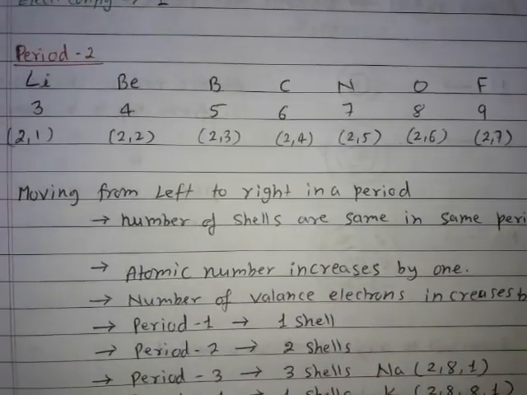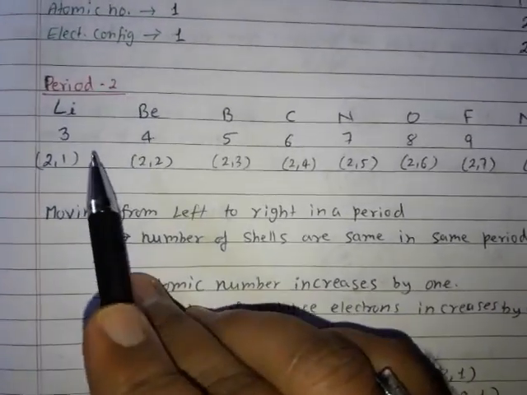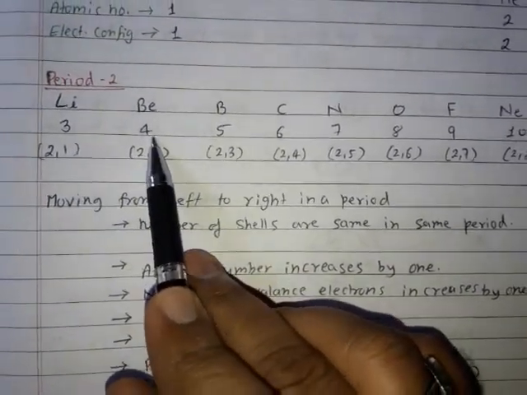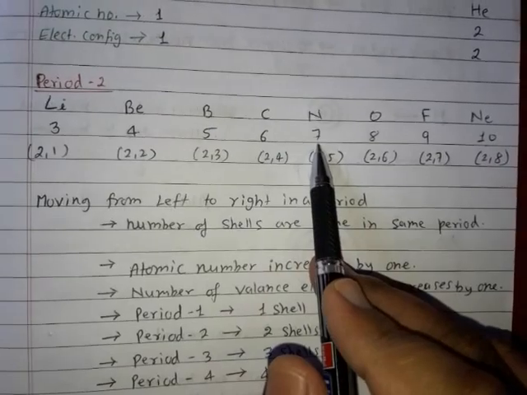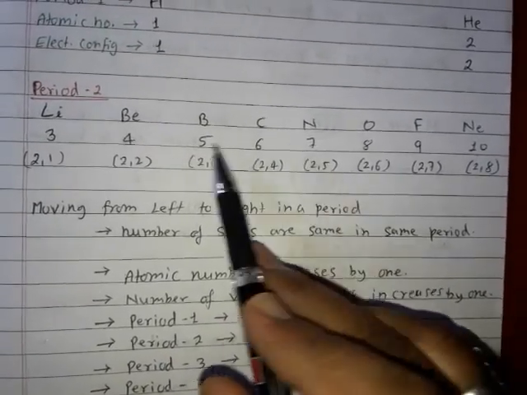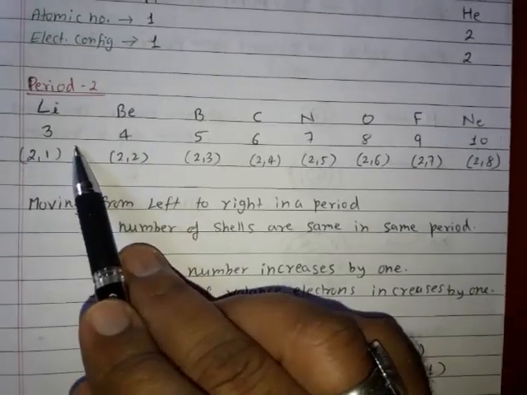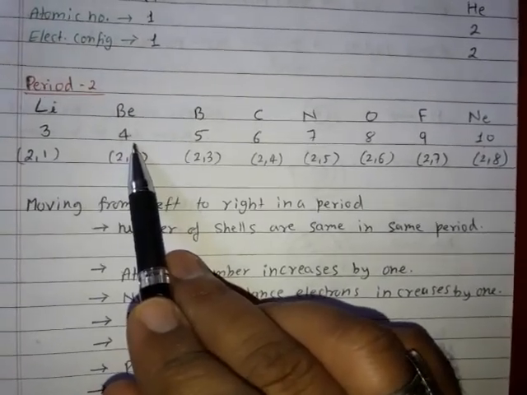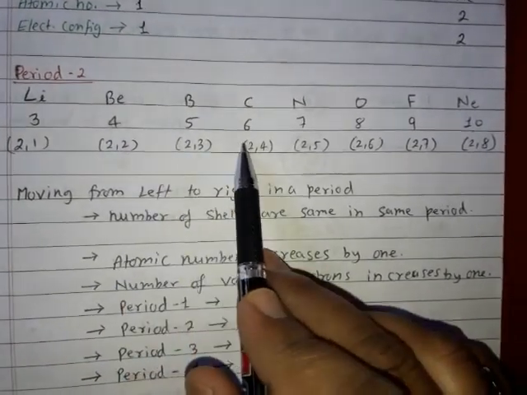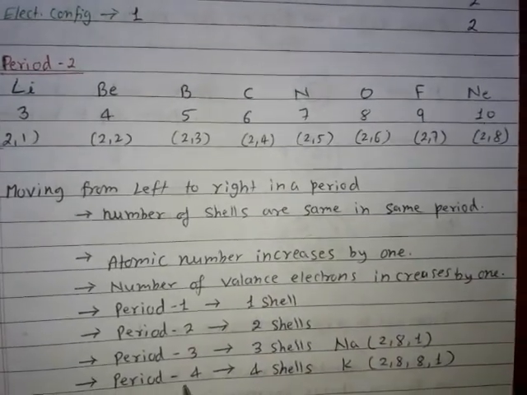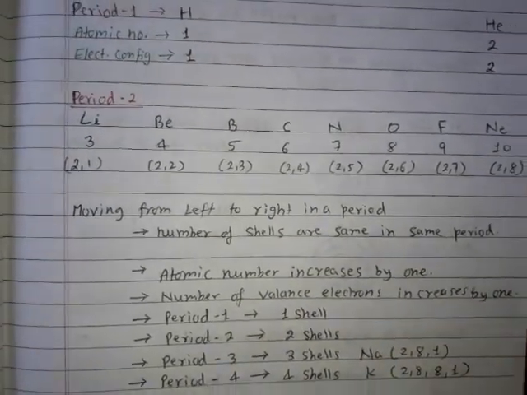And one more thing we find. See here, the atomic number is 3, then 4, then 5, then 6, then 7. It means the atomic number increases from left to right by 1. As we are moving from left to right, the atomic number increases by 1. Okay? I hope you understood this.